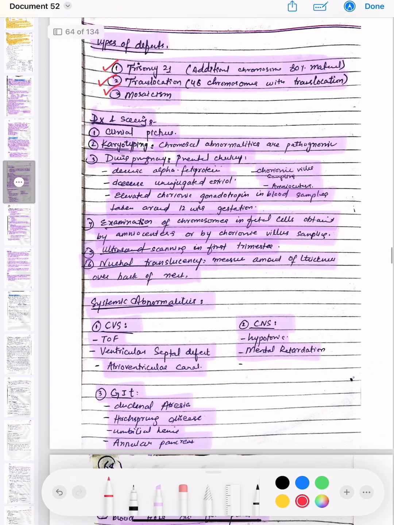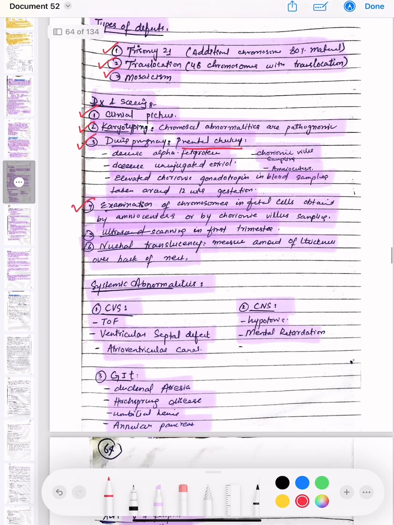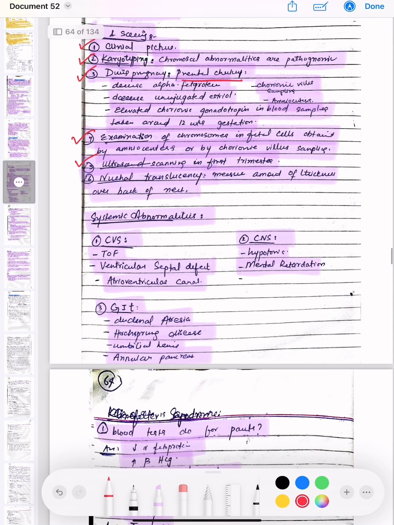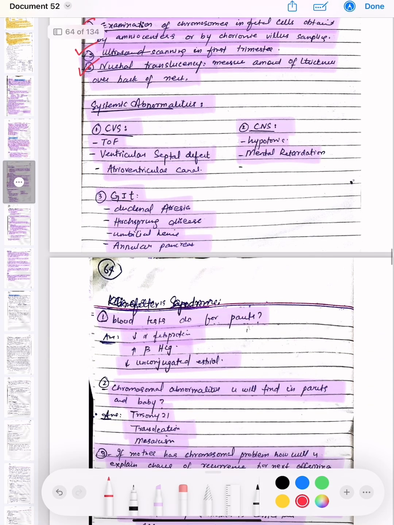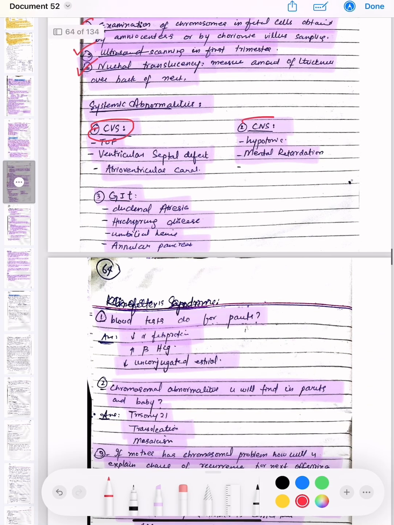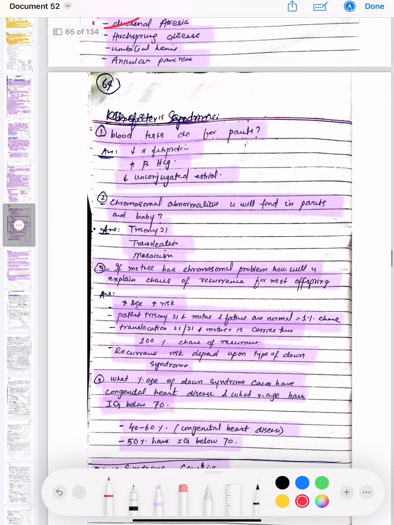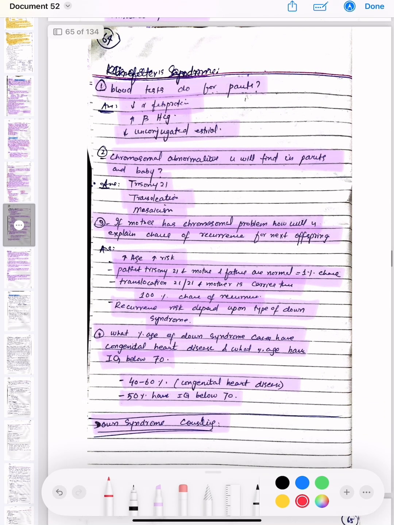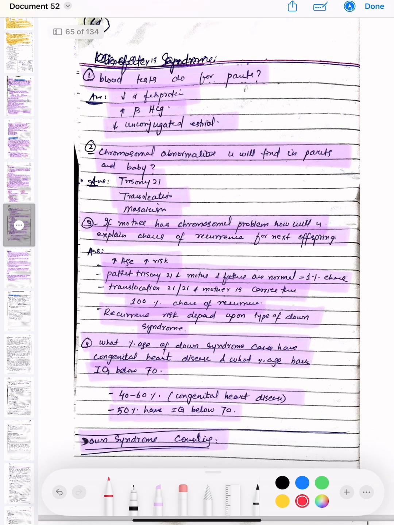The diagnosis and screening are done by clinical picture, karyotyping, and during pregnancy, that is prenatal checkups, examination of the chromosomes in fetal cells, ultrasound scanning, and nuchal translucency. The systemic abnormalities are found by CVS, CNS, GIT, and the blood test. These are the specific questions that are asked about Down syndrome.